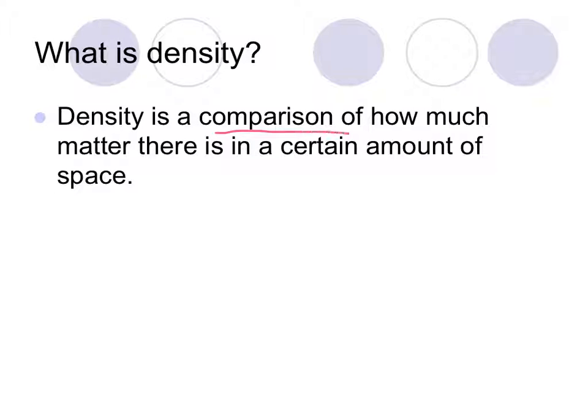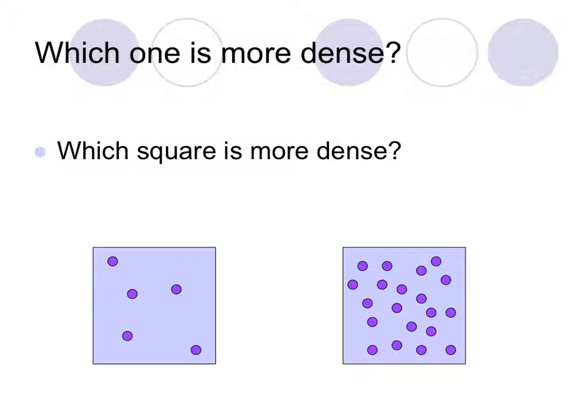Density is a comparison of how much matter there is in a certain amount of space. So if we look at these two squares, which are a given amount of space and look roughly the same, based upon the atoms and molecules that are inside, this square is more dense because it can fit more molecules in a given amount of space. This one has a lot of empty space, it's not really compact. So another way to think of density is how compact a solid or liquid or gas may be.